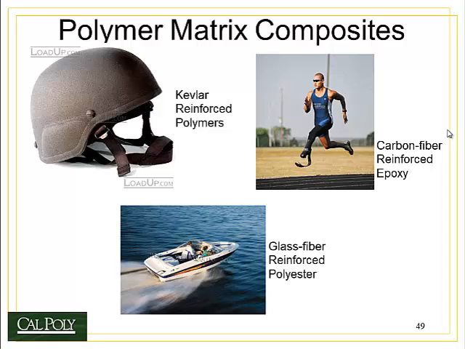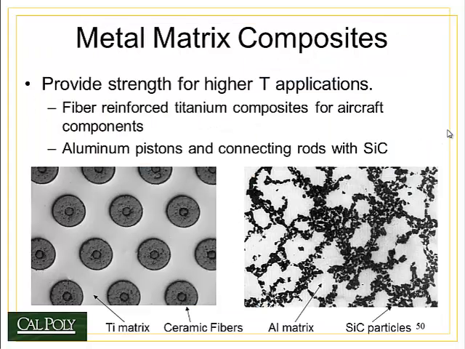So what are some types of composites? There are 3 broad categories of composites: polymer matrix composites, metal matrix composites, and ceramic matrix composites. Polymer matrix composites all have polymers as the material that holds the fibers together. So some examples include Kevlar reinforced polymers, carbon fiber reinforced polymers, and glass fiber reinforced polyester, which is also known as fiberglass.